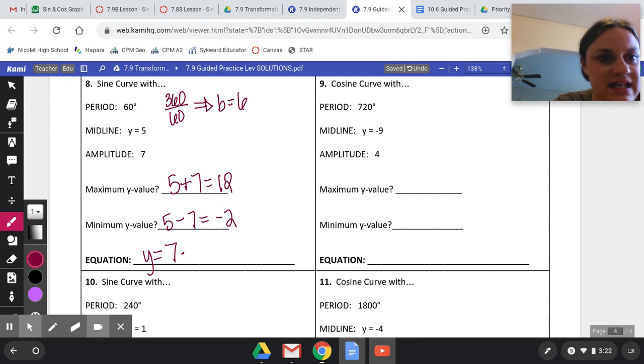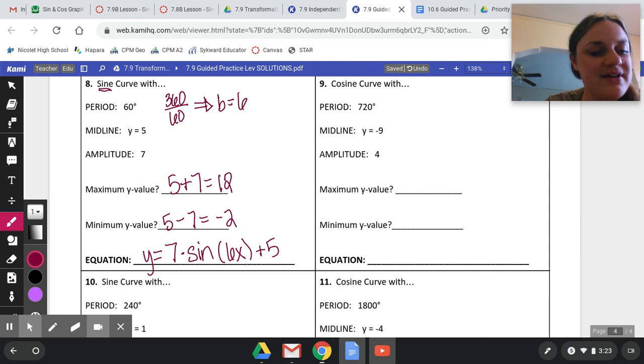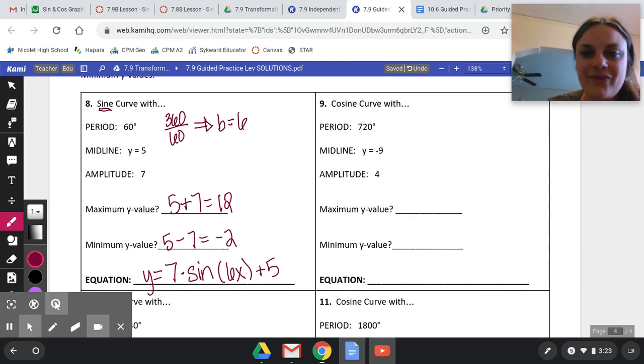So I'm going to write that in. 7 times the sine, because I'm told it's a sine curve. 7 times the sine of, in my parentheses, my b value is 6, so I'm going to say 6x. And then my midline tells me my k value, so I'm going to say plus 5. There is my equation. All right, let's do one more with cosine.